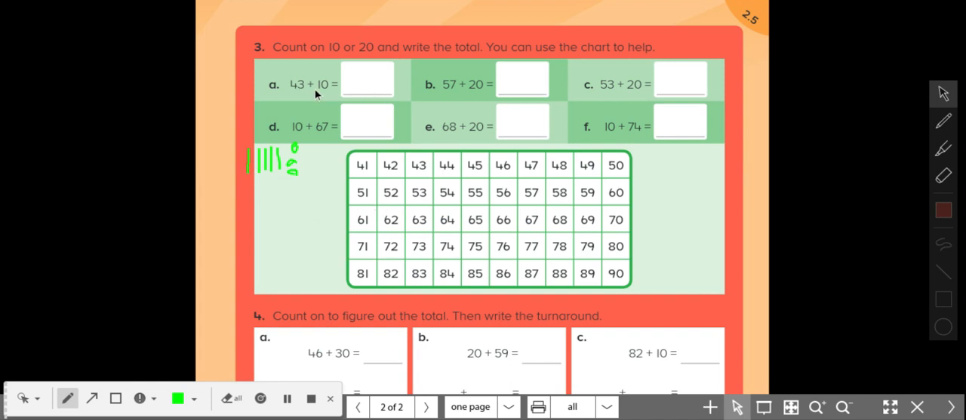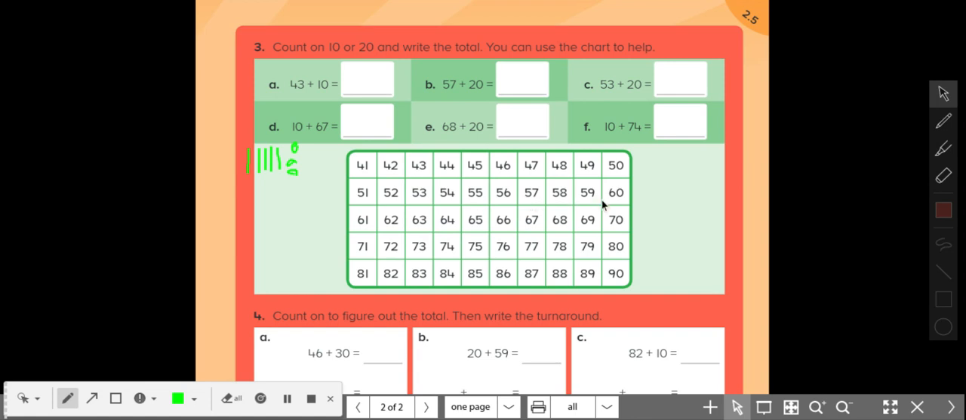So to do 43 plus 10 on a hundreds chart, I can just jump down 1 row. So 43 plus 10 is 53 because I'm just adding 1 more 10 to my 10 side. So 40 plus 10 is 50, and then I have 3. Let's look at letter B, 57 plus 20. So I'm at 57 right here, and I'm going to add 20.